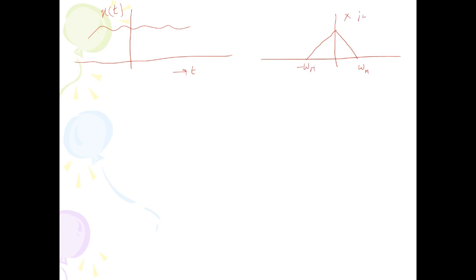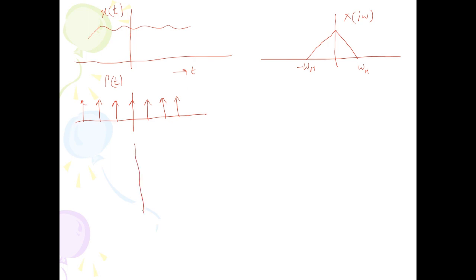This is x of t, some continuous time signal, and this is t. If you take the Fourier transform of this, and this is a band limited signal, all the frequency components will be from 0 to the maximum frequency component, omega m. This is x of j omega. Now this is multiplied by the periodic impulse train to discretize the continuous time signal. This is p of t.